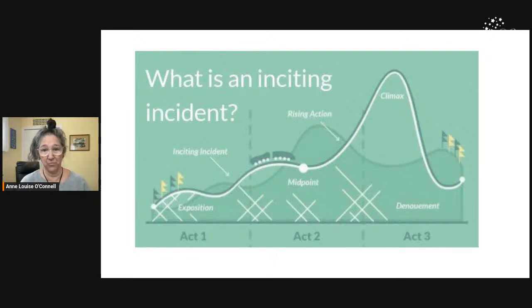Then there's, of course, in the third act, you have the climax. That is the biggest thing that happens in the story that then leads to the denouement or the conclusion. So that's a really, really simplified plot line with a 3-act formula.